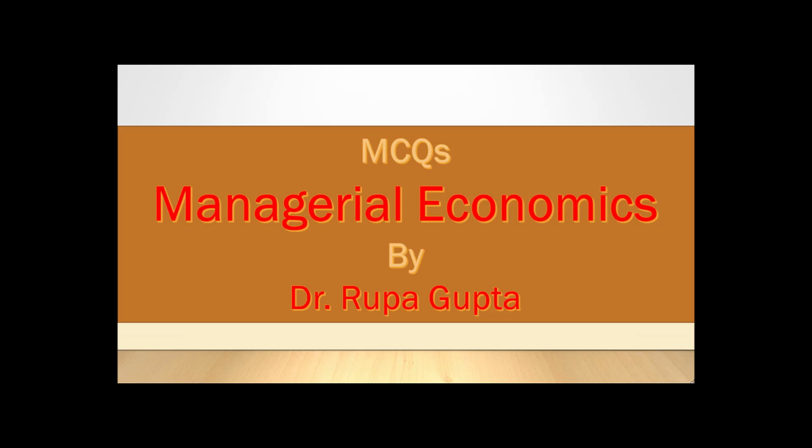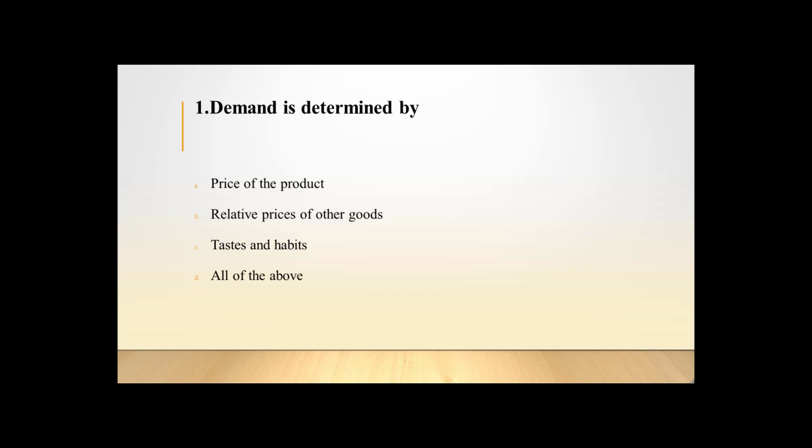In this video, I am going to explain multiple choice questions on managerial economics. So let's start with question number 1. Demand is determined by option A, price of the product, B, relative prices of other goods, C, taste and habits, D, all of the above. And the correct answer is D, that is all of the above.